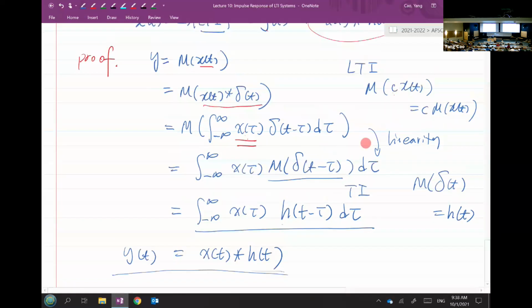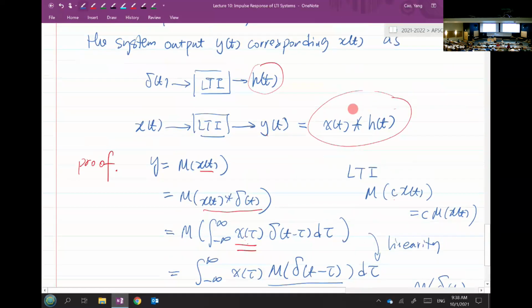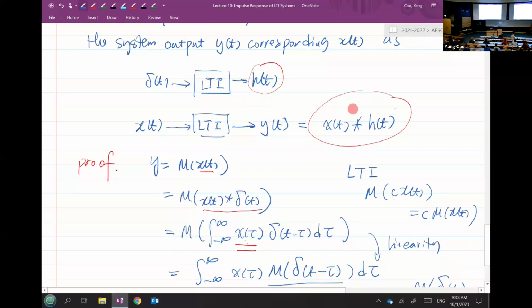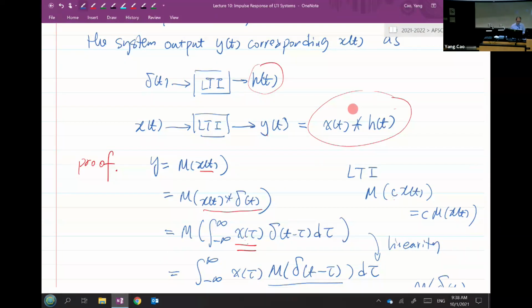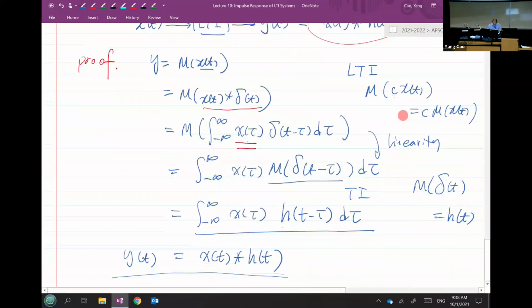But I want you to remember this concept here: what is the system output corresponding to any other input when you have the information of the impulse response. I'll show you an example and how we interpret this. But let me ask you a very simple question first.